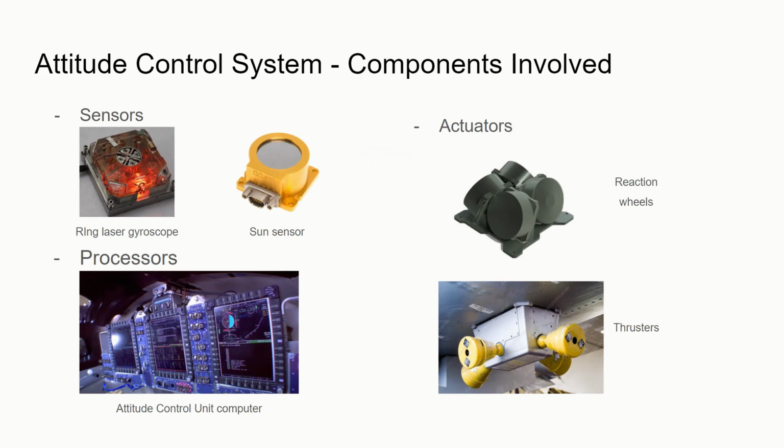And then for components involved, we use three main types of components. The first is sensors, consisting of ring laser gyroscopes and sun sensors. And then the processors, we use the attitude control unit computer, which will do the calculations on the control. And then the actuators consist of reaction wheels to generate momentum and thrusters to generate moments should some emergency case occur.